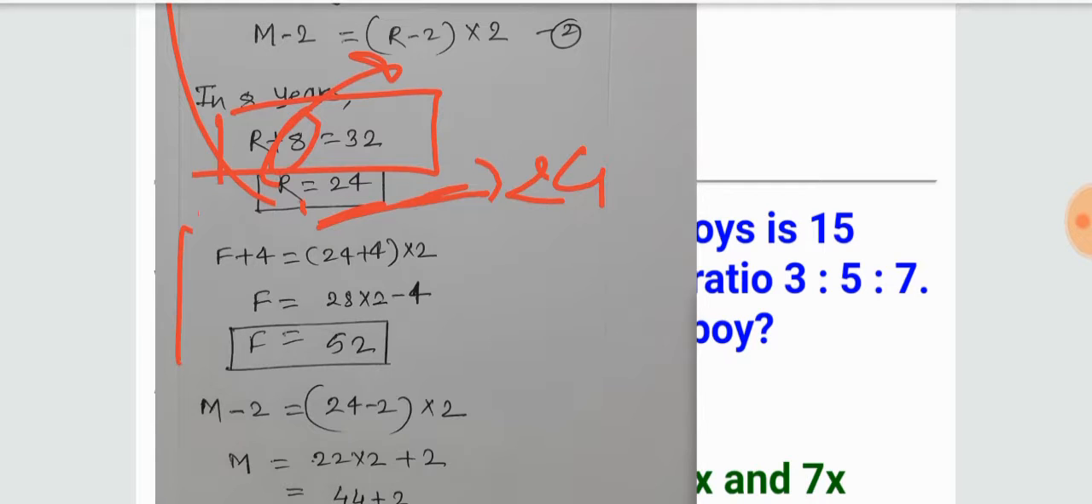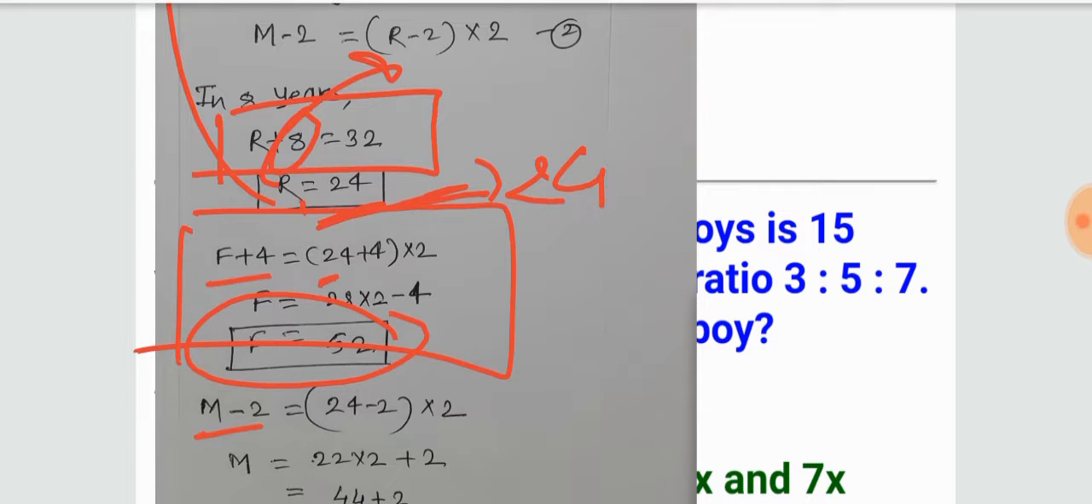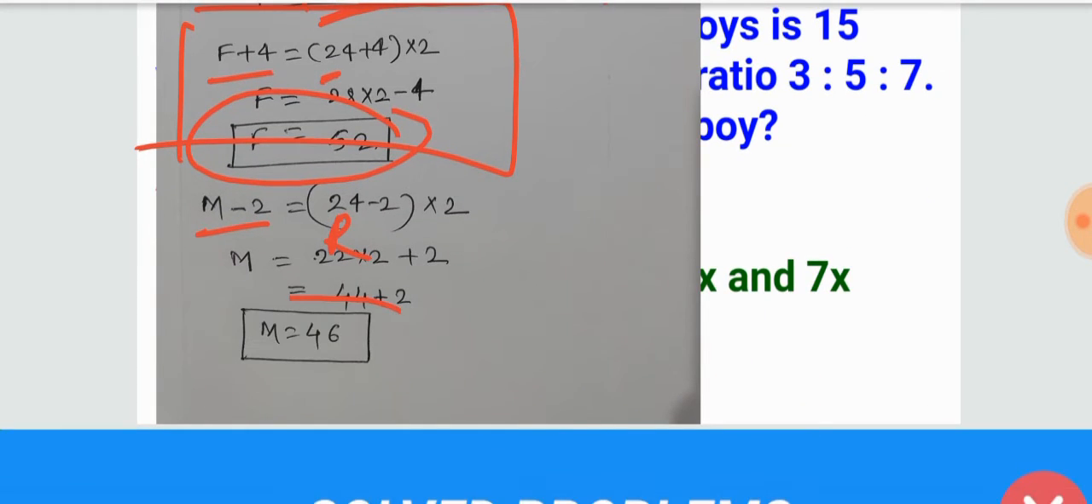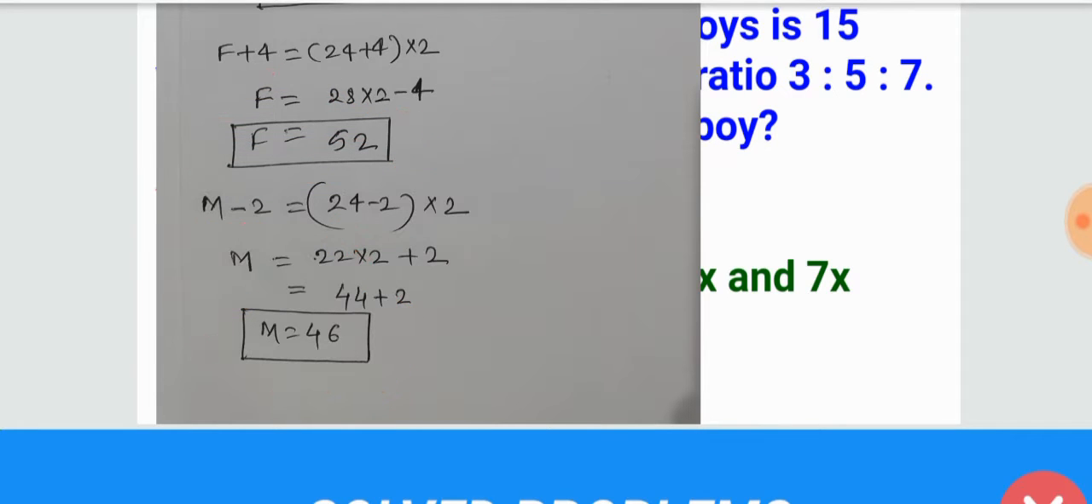Let's put it in equation 1. f plus 4 is equal to 2 times r plus 4. R is 24 and the value is 52. In equation 2, m minus 2 is equal to 2 times r minus 2. R is 24 minus 2, 22, and we get the value of m is 46. That's simple.